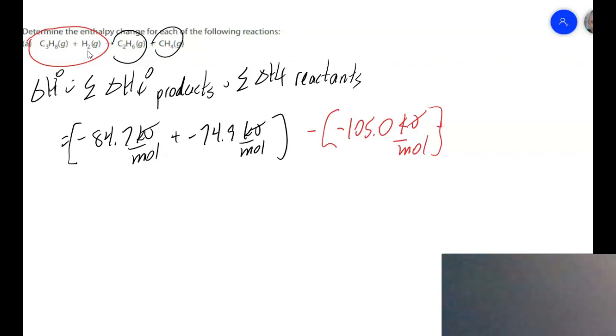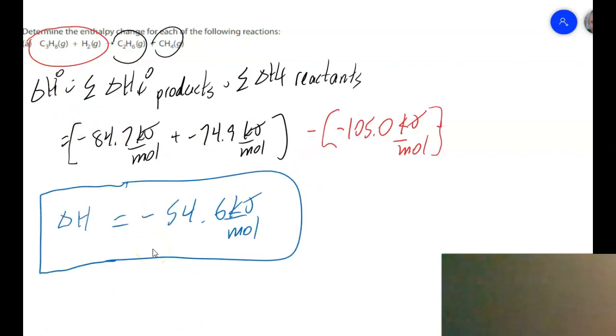So here's my math. I just need to add all these numbers up, and that'll give me my final answer. And I got negative 54.6 kilojoules per mole. You may find, once you get the hang of this, and hopefully you do already, that these heat of formation problems, determining enthalpy from heat of formation, are some of the simplest mathematically.